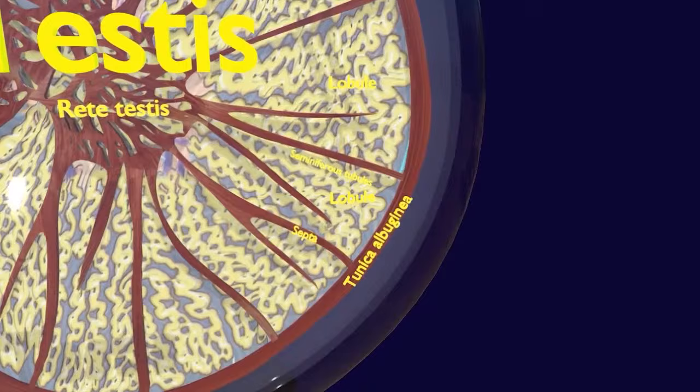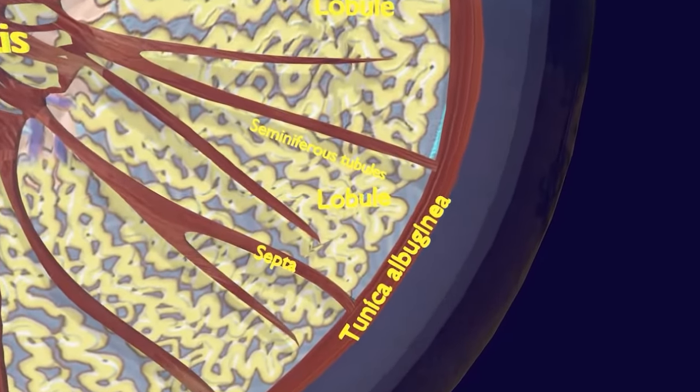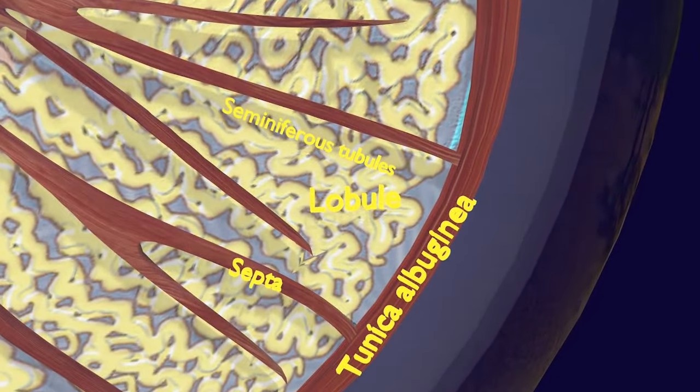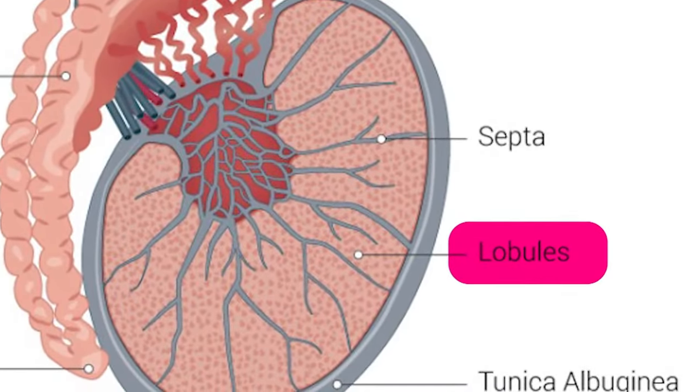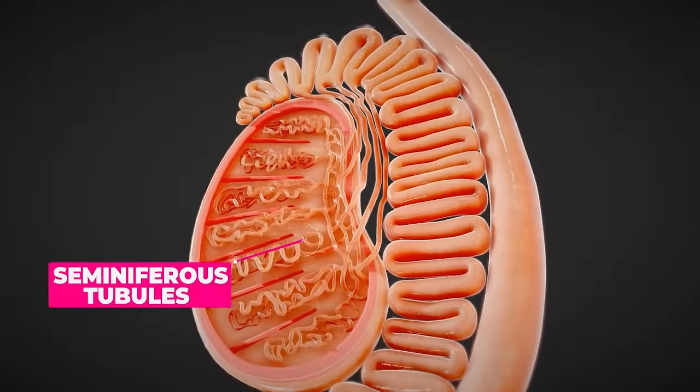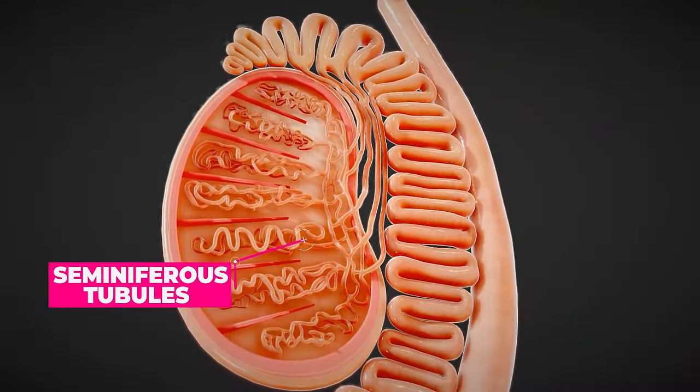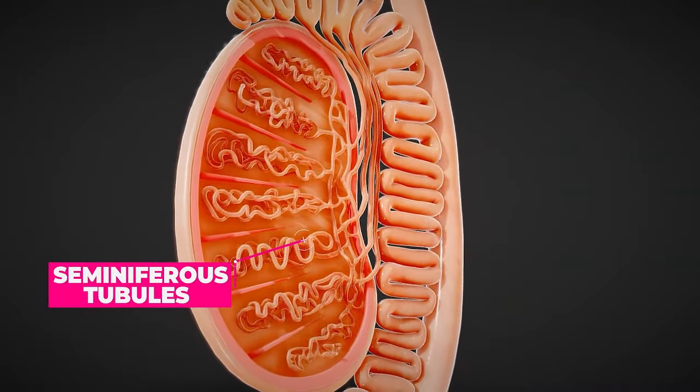Internally, the tunica albuginea sends septae, thin partitions, into the testis, dividing it into lobules. This layer also plays a role in maintaining the shape of the testis and ensuring that the seminiferous tubules are securely enclosed for optimal sperm production.